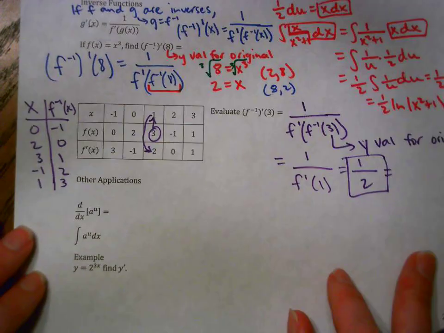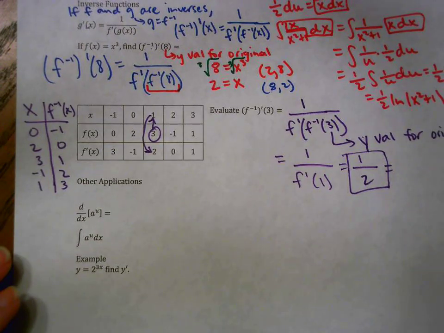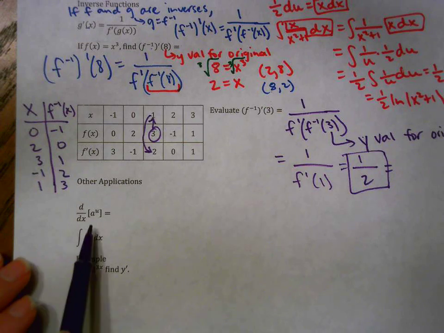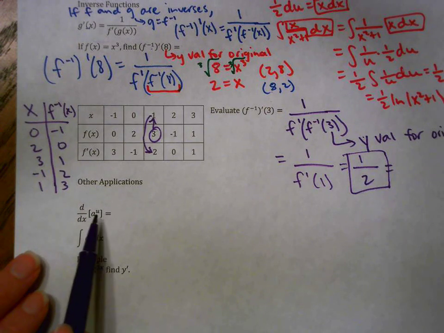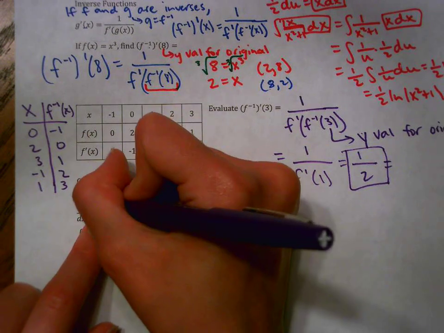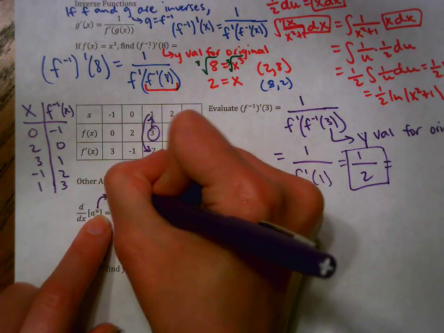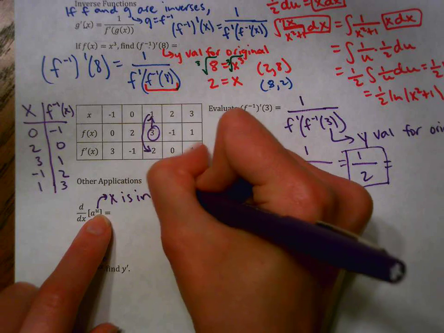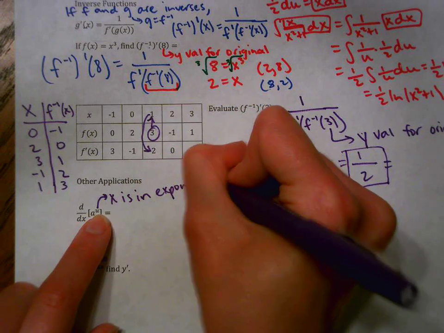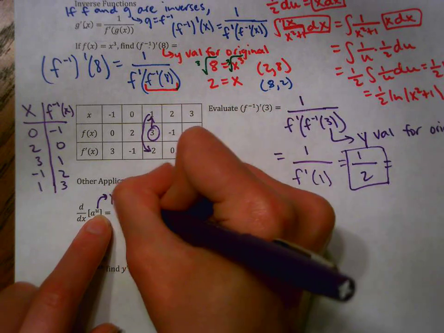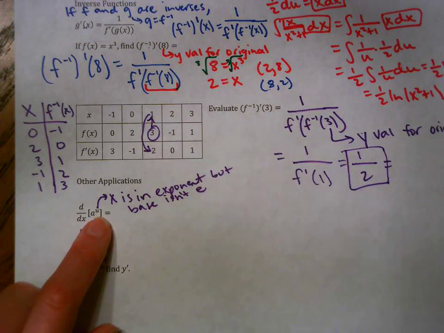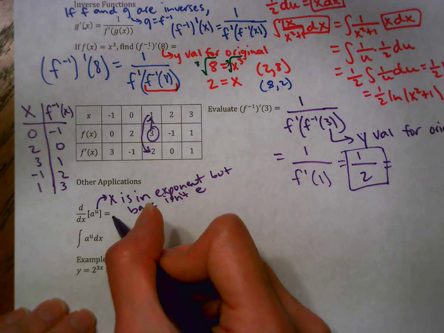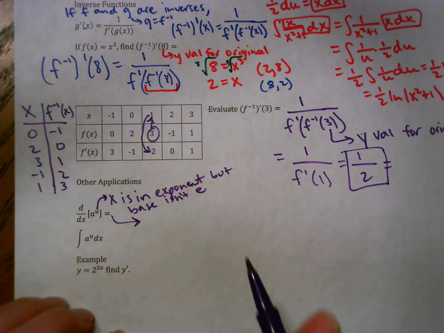Okay, last thing. I really don't think this is going to come up, but it could. What if the base isn't e? How do you do the derivative if the base isn't e, but it's still exponential? X is still in the exponent, but the base isn't e. It's the same concept. I'm going to write it right here.